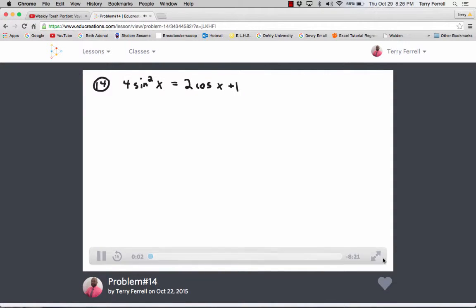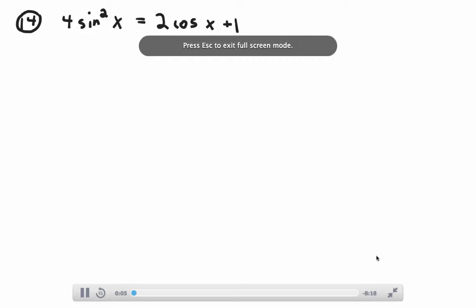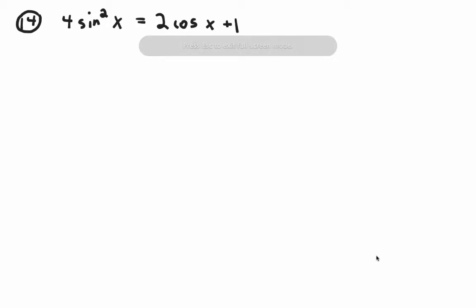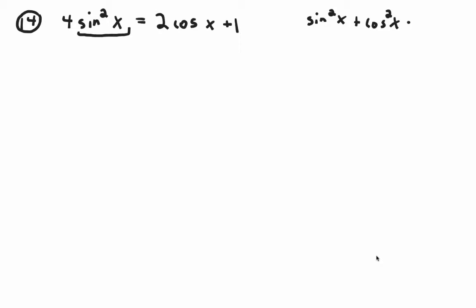All right, here's problem number 14. The first thing you want to do is write everything in terms of sine and cosine. So notice you have over here sine squared x, and you have cosine x. We're going to use this sine squared x, and I'll write that in terms of cosine. And I do know an identity. One identity is sine squared x plus cosine squared x equals 1.